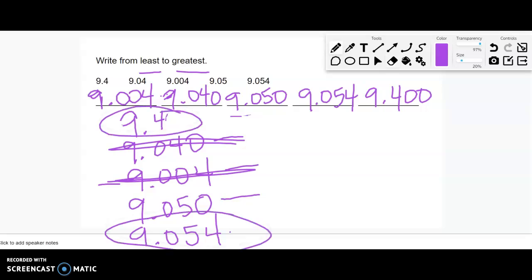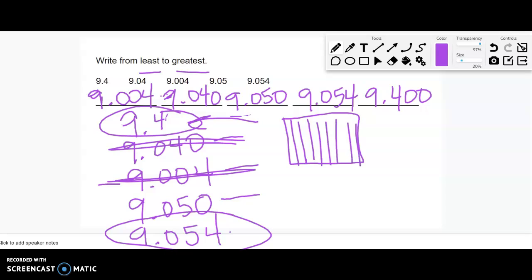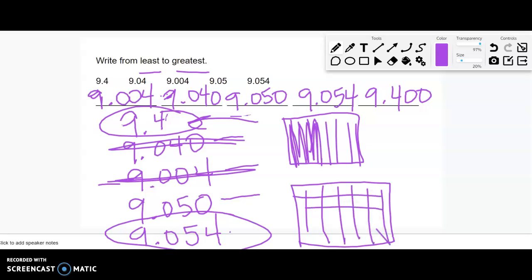But remember, this one is talking about 4/10. So if I picture it divided into tenths, that's 4 of them. That's almost half. This is 54 hundredths. So if I were to divide it into tenths and then hundredths and then even smaller into thousandths, that would just be a few pieces up there. So not even close to half of them.